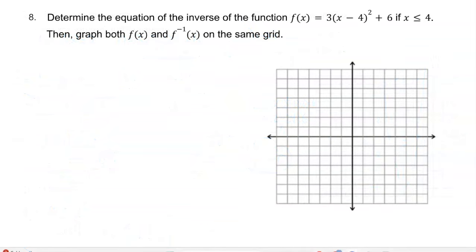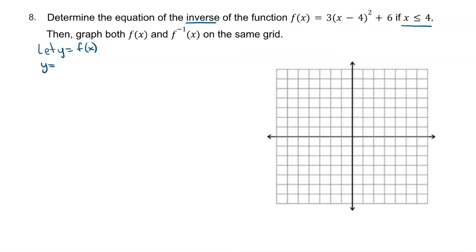Question number 4 now says, determine the equation of the inverse of the function f of x equals 3 times (x minus 4) squared plus 6 if x is less than or equal to 4. And that is very important for this question. It then says, then graph both f of x and the inverse on the same grid.